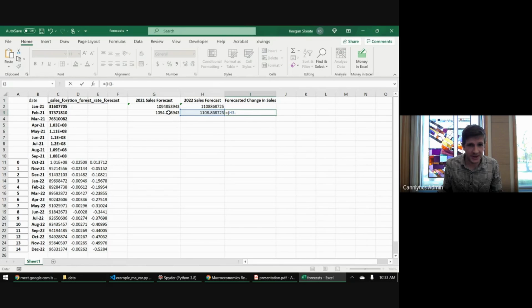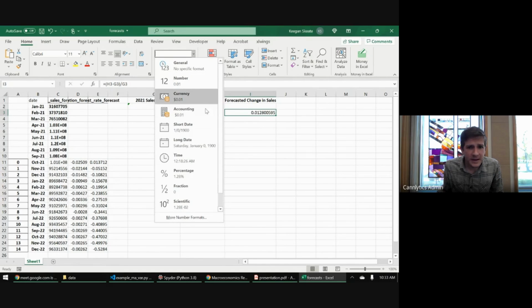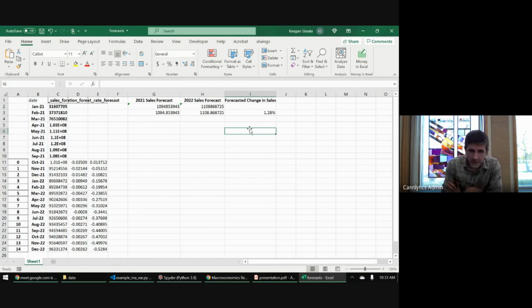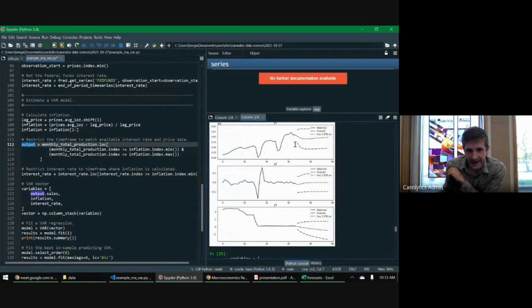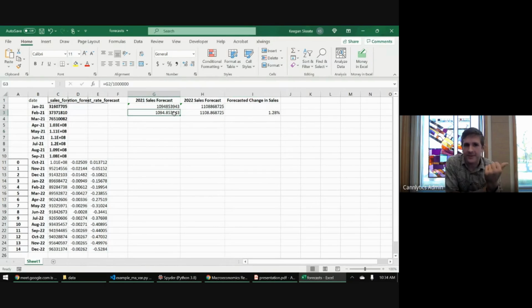And let's see what the percent change we're forecasting is going to be. Put this in percentage. Okay, so this is interesting here. As you can see, they're not the most dynamic forecasts in the world, but we wanted to get a number, and we've gotten a couple. So we're going to estimate that sales in Massachusetts are going to be about 1.1 billion in 2021, and just a little higher than 1.1 billion in 2022.